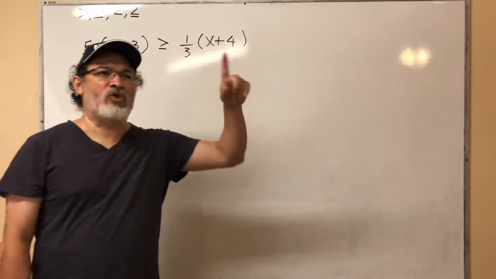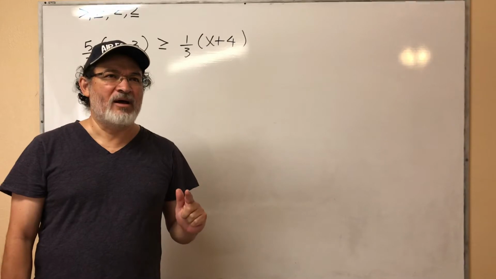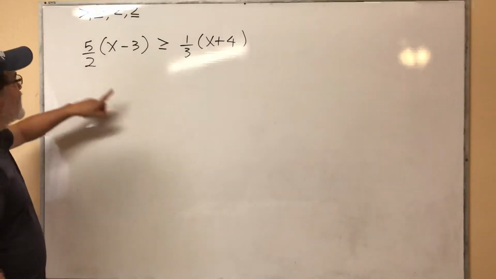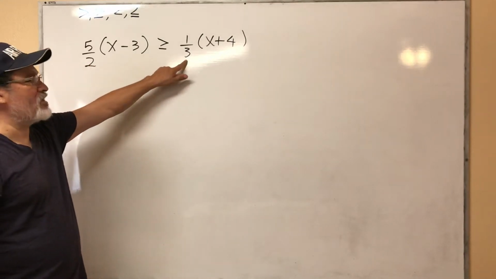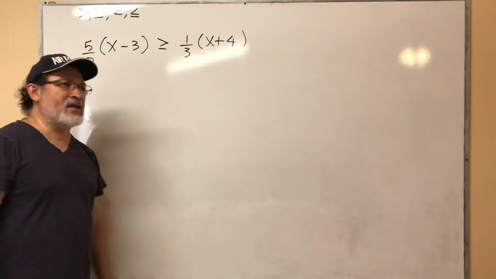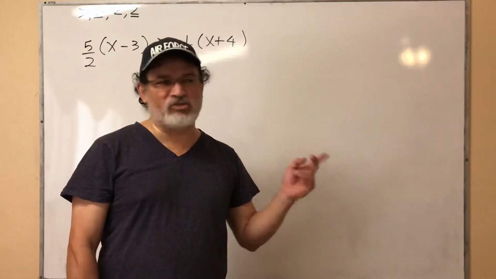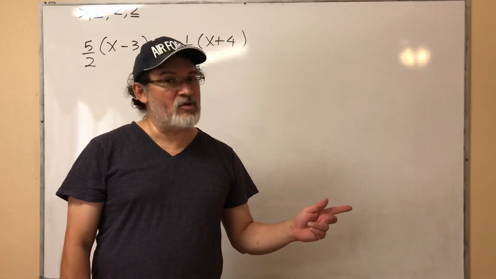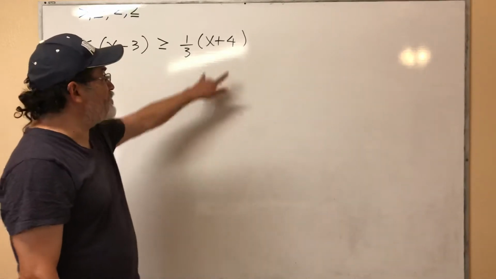Here we have parentheses and parentheses. I am not going to worry about parentheses until I get rid of fractions. To get rid of fractions, I take the 2 in the denominator and the 3 in the denominator, and we call it the least common denominator. In this case, just multiply them. 2 times 3 is 6. So the least common denominator is 6.